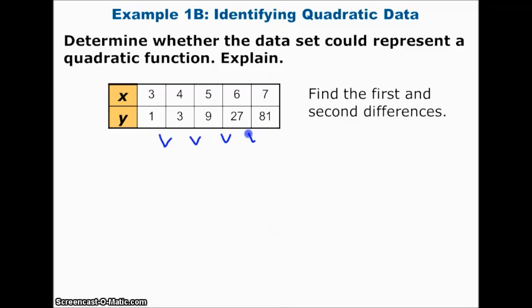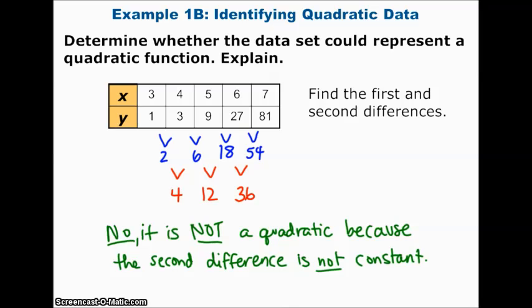3 minus 1 is 2, 9 minus 3 is 6, 27 minus 9 is 18, and 81 minus 27 is 54. So there is no common first difference, which means this is not a linear function, so I would find the second common difference. I get 4, 12, and 36. Alright, what this means is that these numbers are not constant, so this is not a quadratic. So it's not quadratic because the second common difference is not a constant.